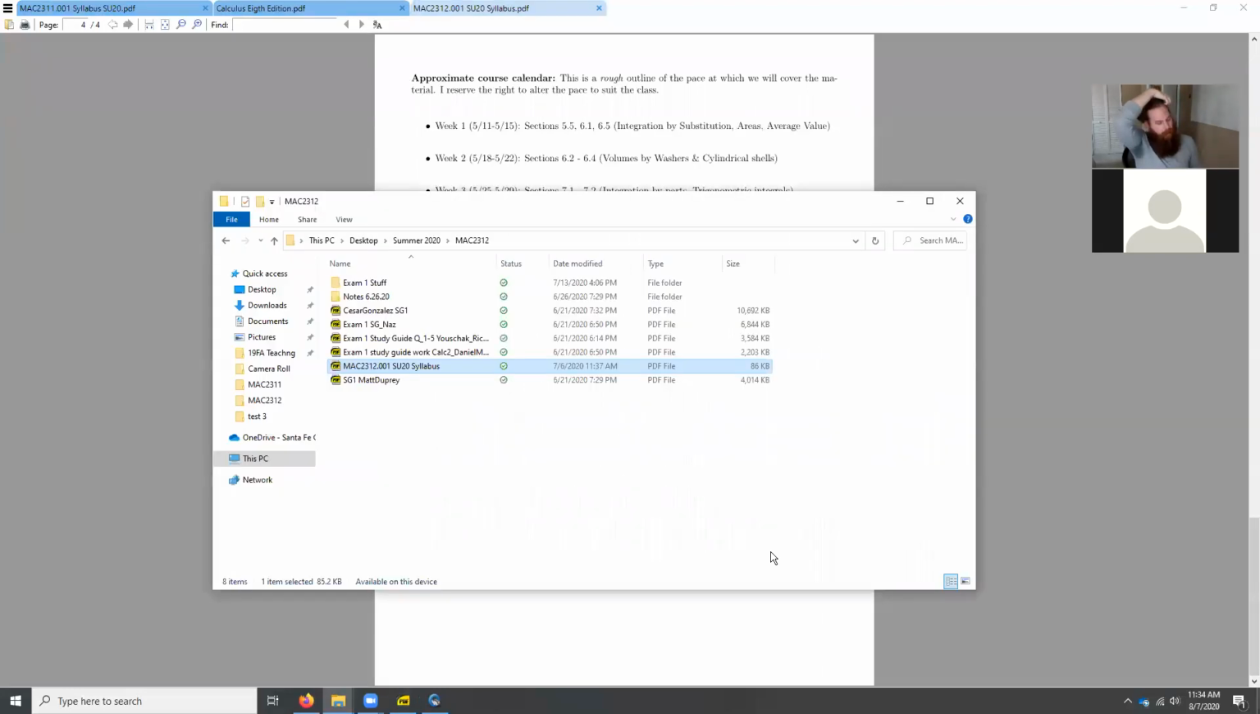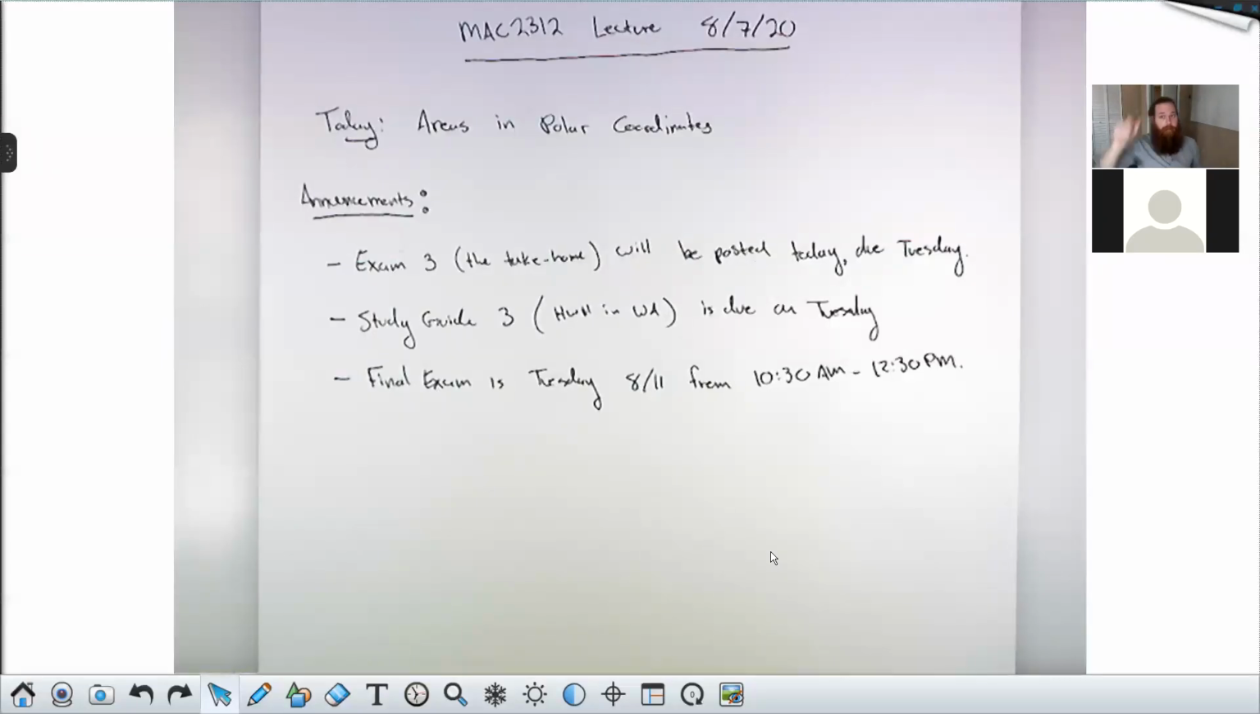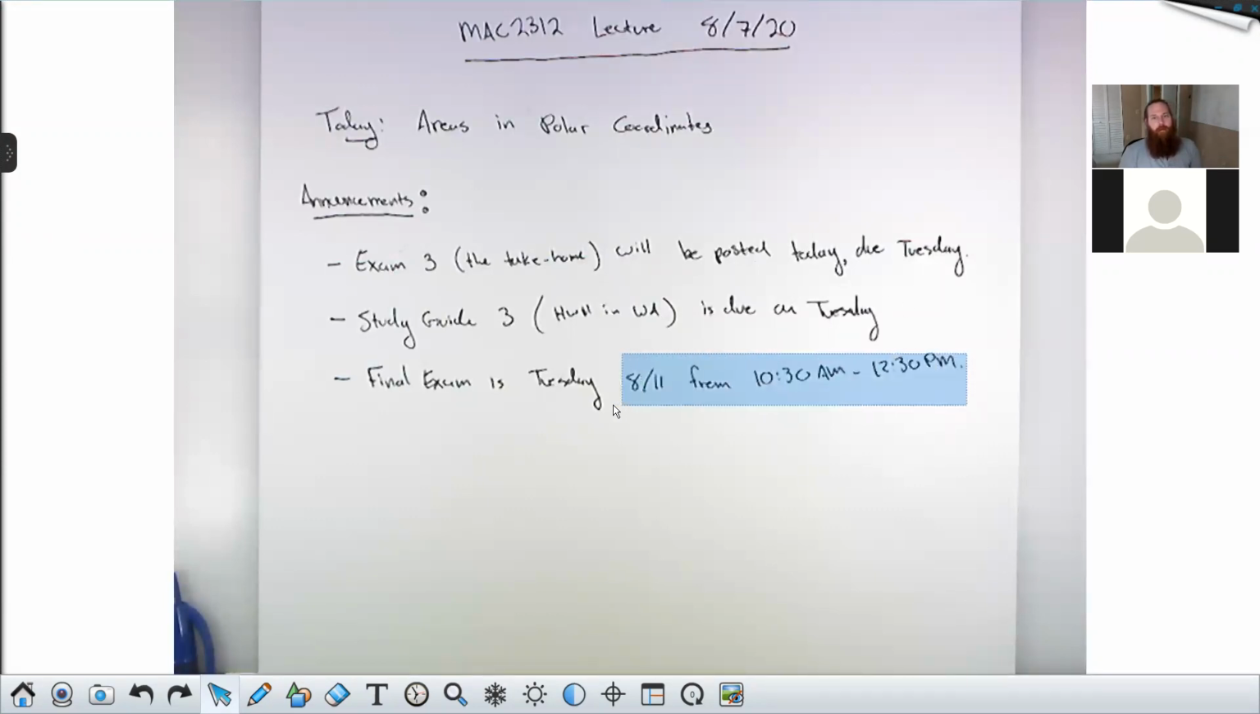The format for the final is going to be the same as the format for exams 1 and 2. So the final exam is going to be in Canvas. It's going to be proctored by HonorBlock. And I have very little room for flexibility with this time window.